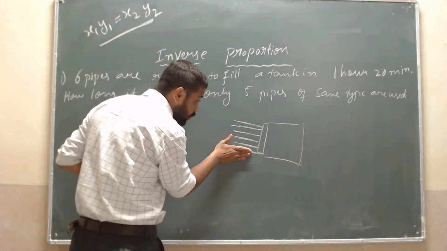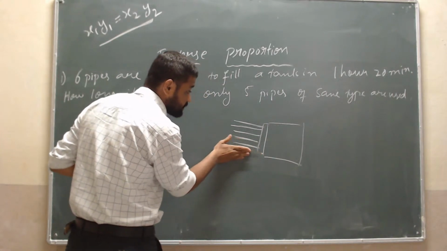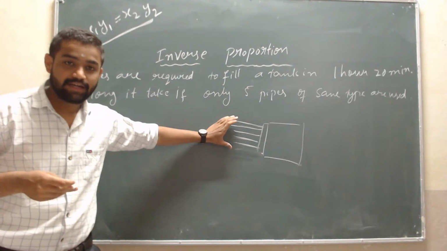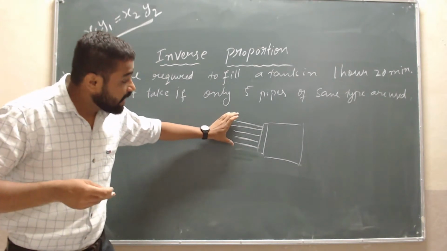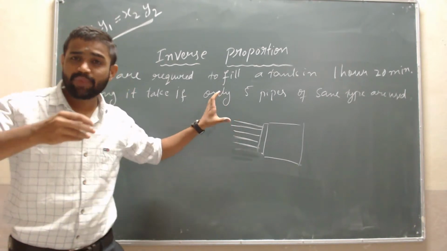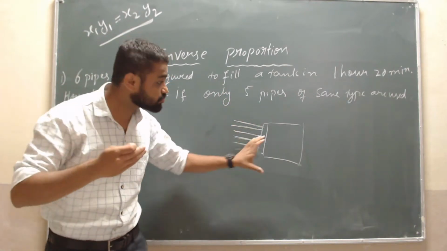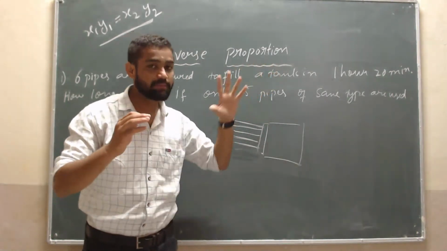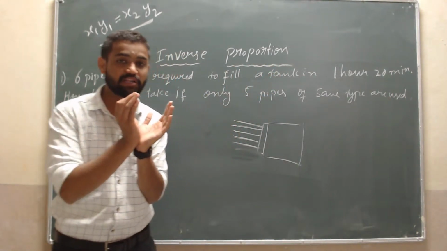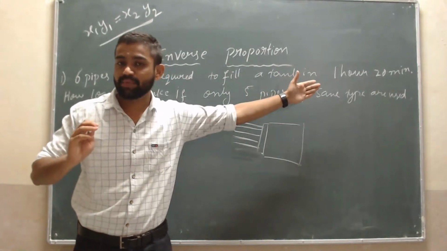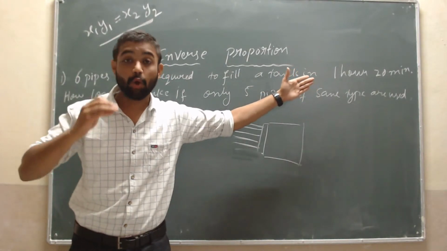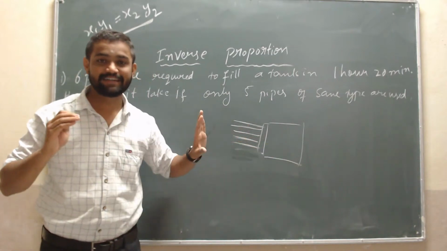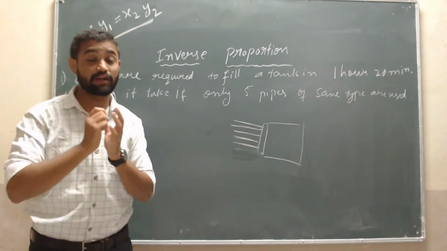Here we have to remove one pipe. That means a total of 5 pipes are there. Then how long will it take? That means how much time it will take to fill this tank with 5 pipes. We know that if 6 pipes are used, it will take 1 hour 20 minutes. Then how much time will it take with 5 pipes to fill the tank? That we have to find out.